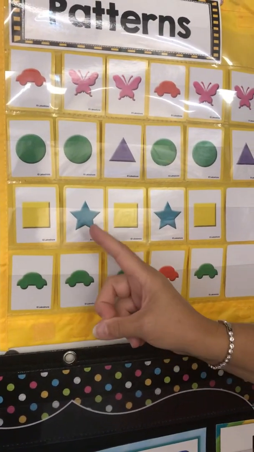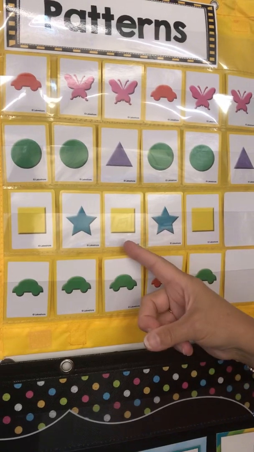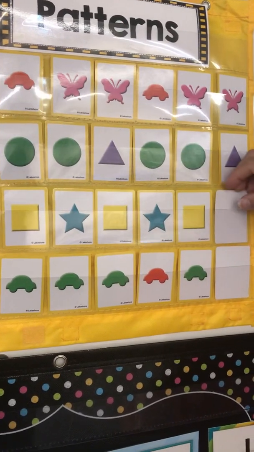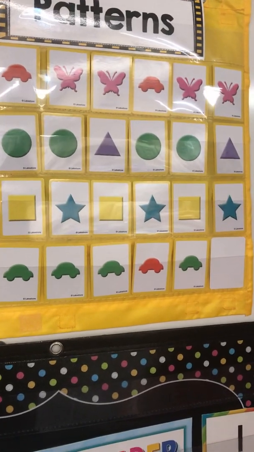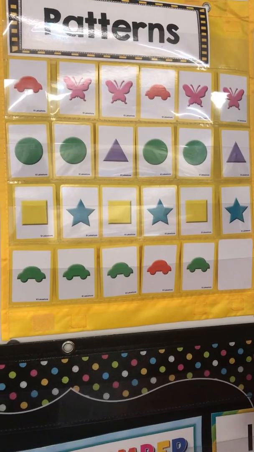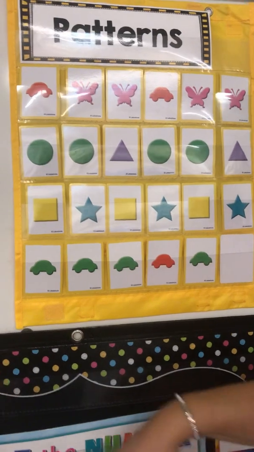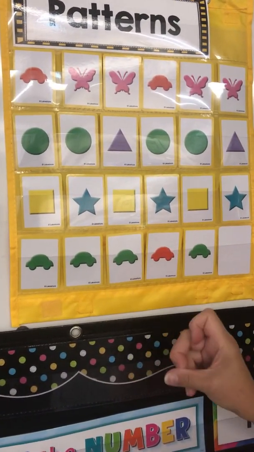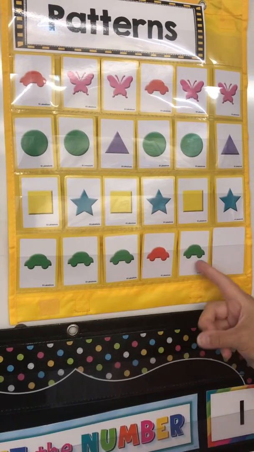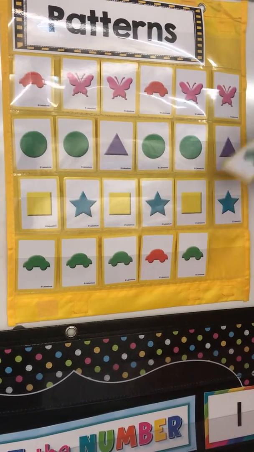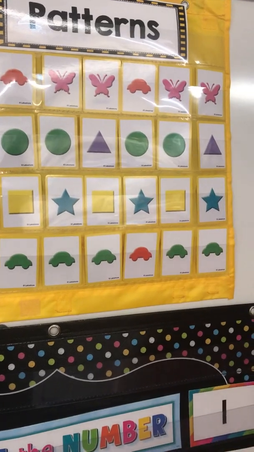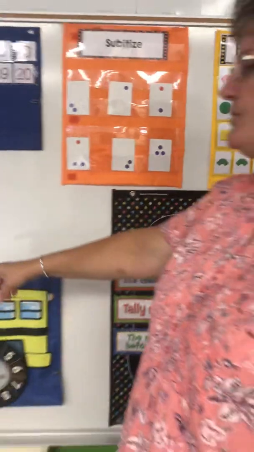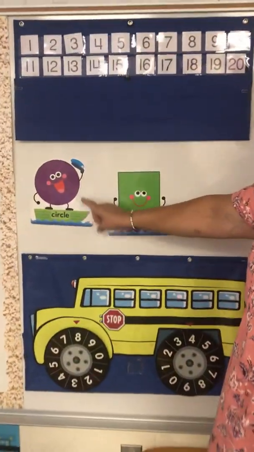Yellow square, blue star, yellow square, blue star, yellow square, blue star. Ooh, this last one's a tricky one. I think I can trick you. Green car, red car, green car, green car.